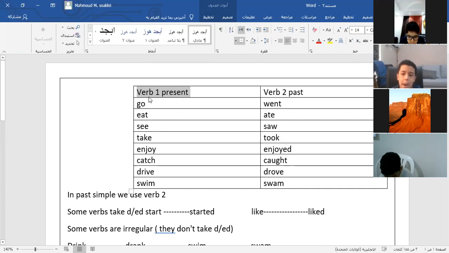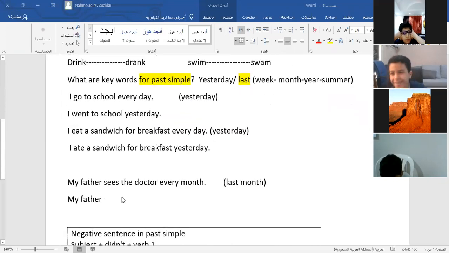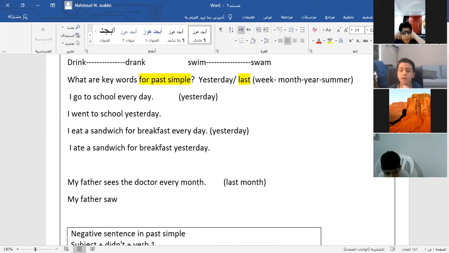Look at C. Is it verb one or two, Muhammad Samir? Verb one. Excellent. And in past simple, we use verb 1 or 2? 2. Excellent. So we are going here to use "saw". Is it right? Is it okay, Muhammad Samir?